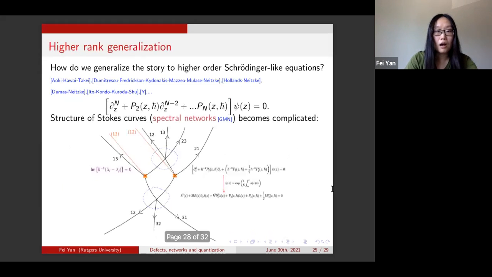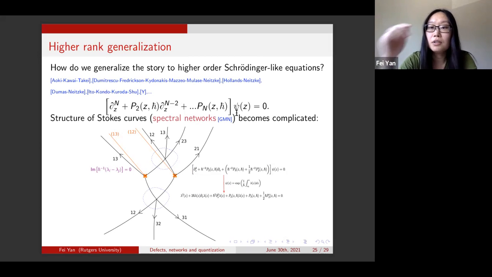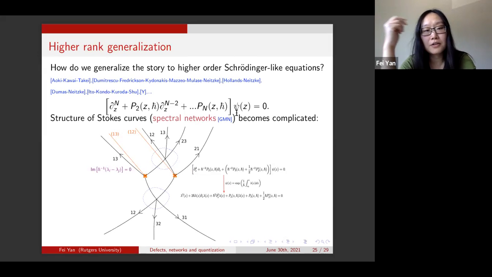Okay, so how could we generalize this story to higher order Schrödinger-like equations or Oper equations? For example, one could consider an nth order differential equation with n-1 potentials. Or let's just be precise. It also happens in the first part of my talk. I distinguish between n equals 2 and n bigger than 2, but in reality, what I could do is only n equals 2 and n equals 3.